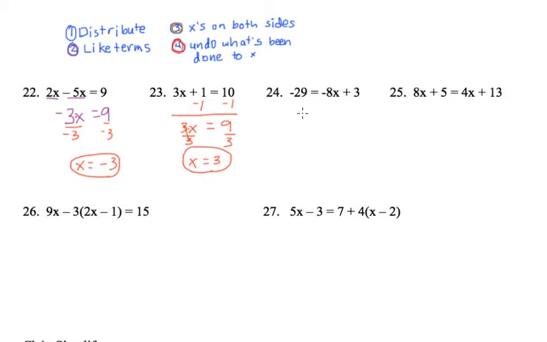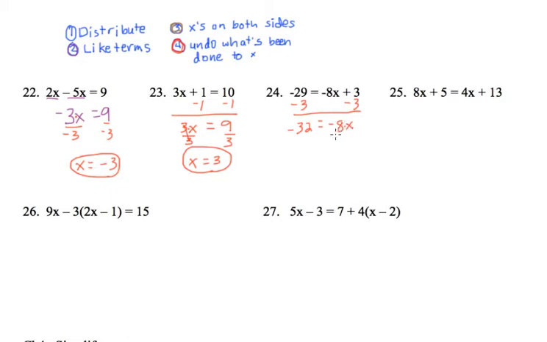Here again, no distributing, no like terms, no x's on both sides, so I just go right to the x and undo what's been done to the x. So I undo adding 3, which is subtracting 3. You notice I always undo first the adding or subtracting number. So that's negative 32 equals negative 8x. And you notice I always leave till last undoing the timesing number.